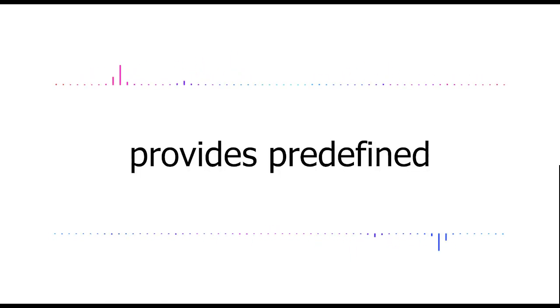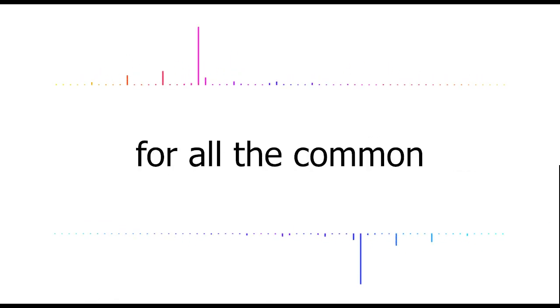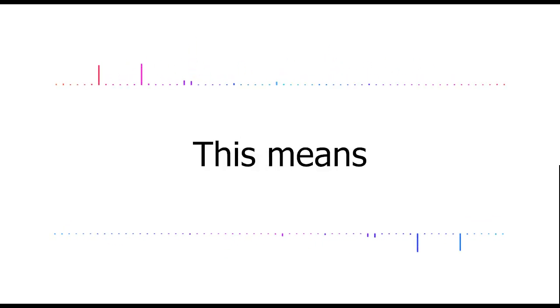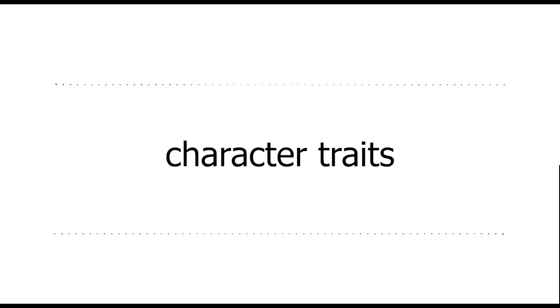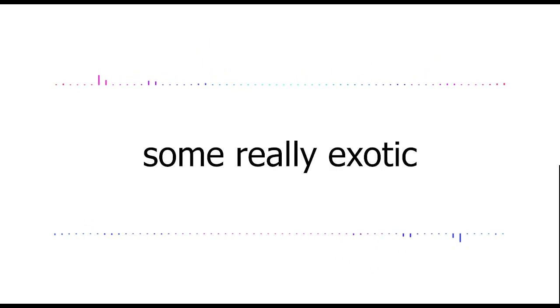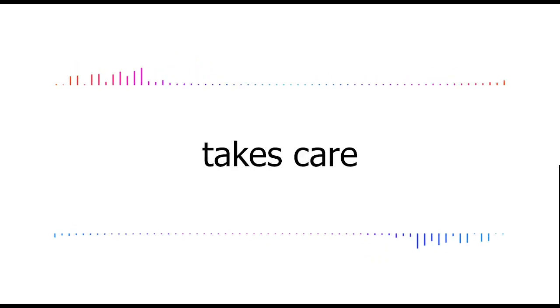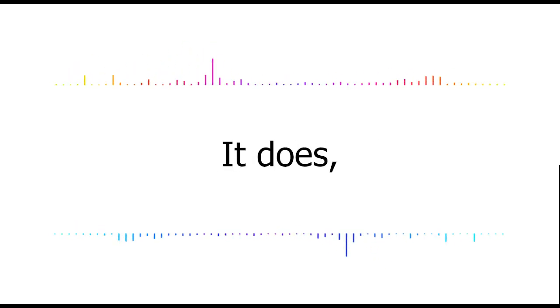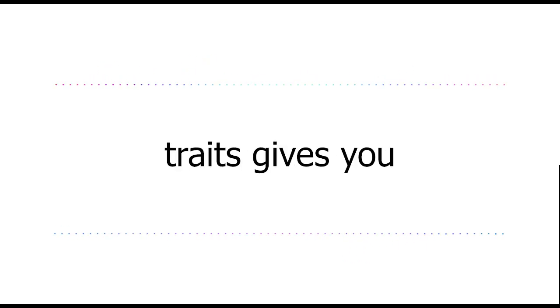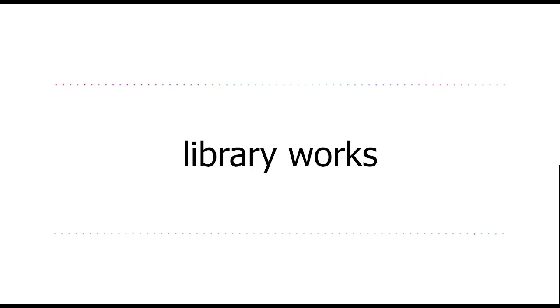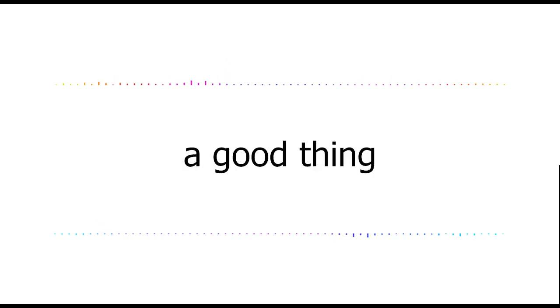Precisely. And the C++ strings library provides predefined std::char_traits for all the common character types, like char, wchar_t, char16_t, and char32_t. This means that as a developer, you don't have to write your own character traits, unless you're working with some really exotic custom character type. Well, that's a relief. Sounds like the library takes care of a lot of the heavy lifting behind the scenes. It does. But knowing about character traits gives you a better understanding of how the C++ strings library works under the hood, which is always a good thing as a software professional.